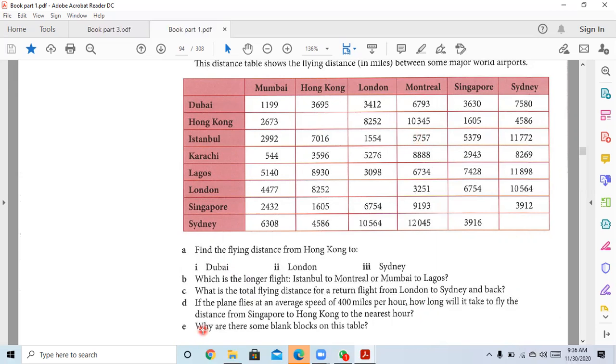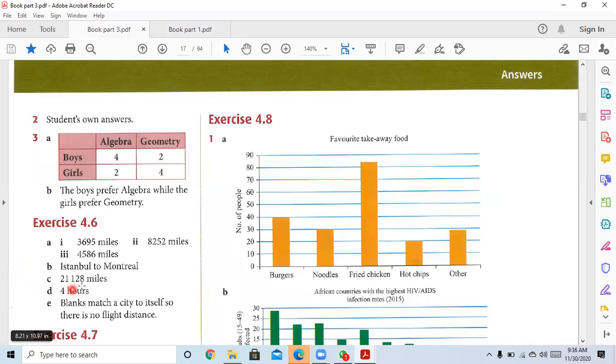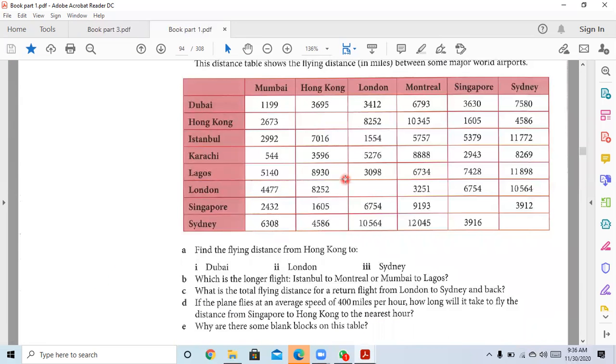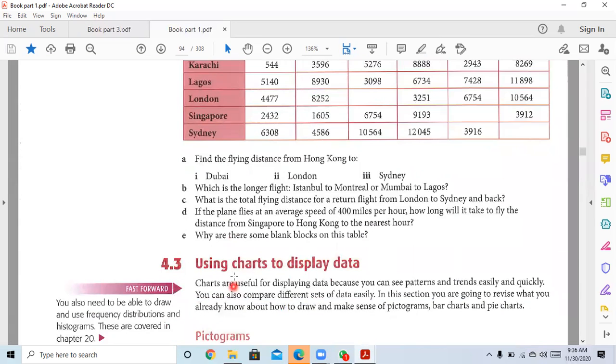What is the total distance for a return flight from London to Sydney and back? First of all, you find London to Sydney. London to Sydney is 10,000-something, and the total distance is 21,128. So same like this here.